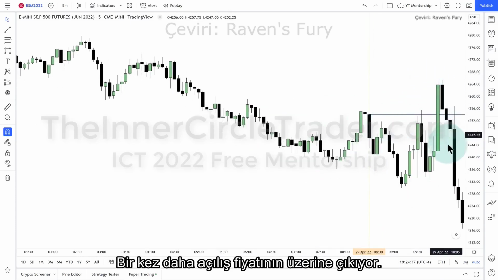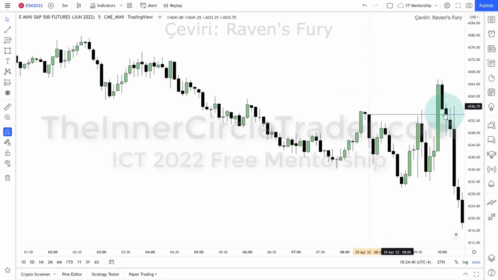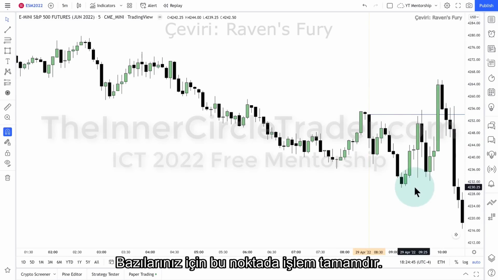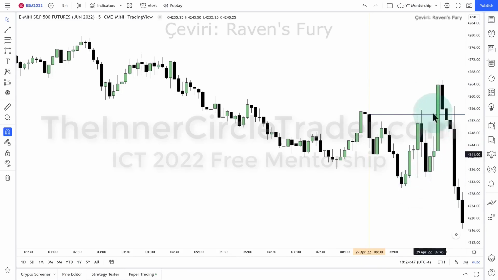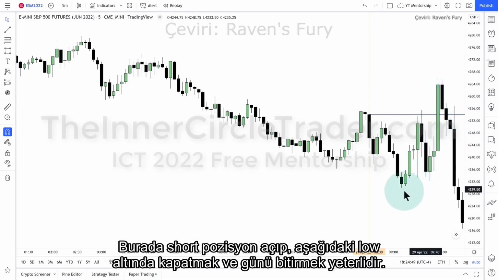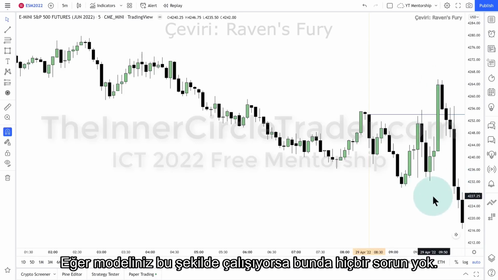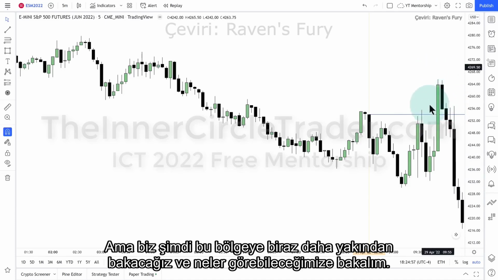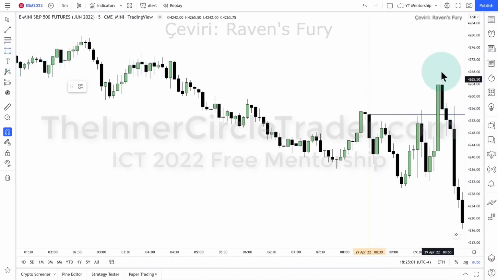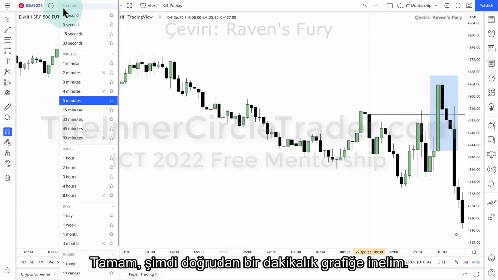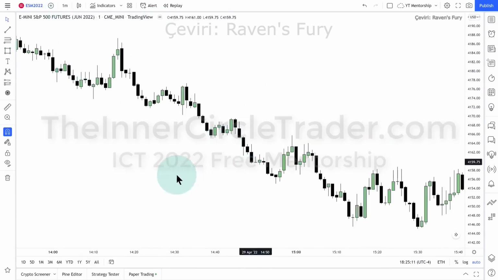Then it breaks down, comes one more time back above the opening price, and then gives up the ghost and aggressively runs for the sell side below here. Now, for some of you, that would be enough. Getting short up here, buying it back below the lows, and being done and walking away. There's nothing wrong with that if that's your model. But we're going to take a closer look inside of this area here and see what we see. All right, let's drop down into, I'm just going to go right to the 1-minute chart just to save time.